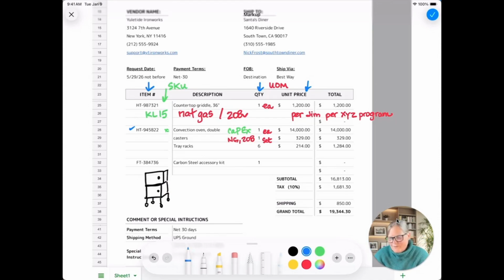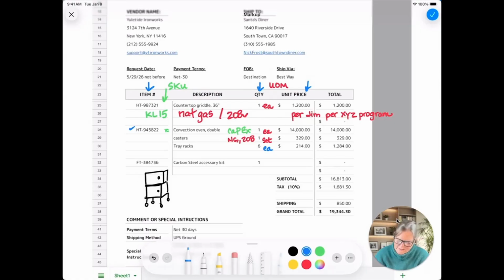Now, you could assume that's each. You don't always want to assume. And tray racks usually aren't sold by a case. But that needs to be specified, that you should put each. $214, you want to confirm that that price is correct, that each rack is that cost, because then it extends to the $12.84. So for this video though, we'll assume that $214 is correct.